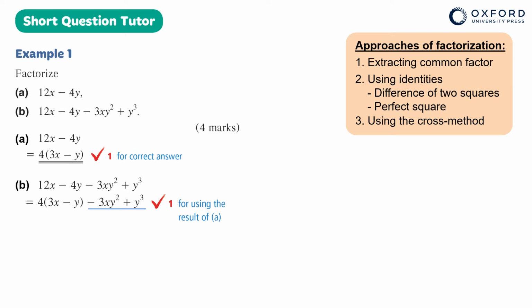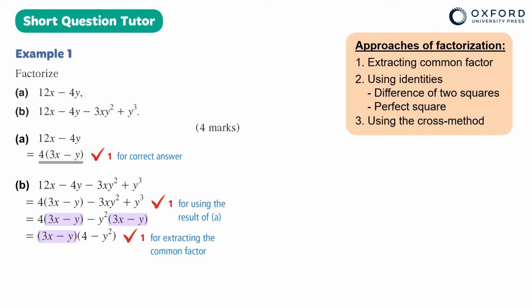In the remaining part, we can extract the common factor, negative y squared, thus giving negative y squared times 3x minus y. We have 4 times 3x minus y minus y squared times 3x minus y. At this stage, most of the time, there will be identical parts in the 2 terms. We can extract this part as a common factor. In this case, we have 3x minus y times 4 minus y squared. 1 mark will be given for extracting the common factor.